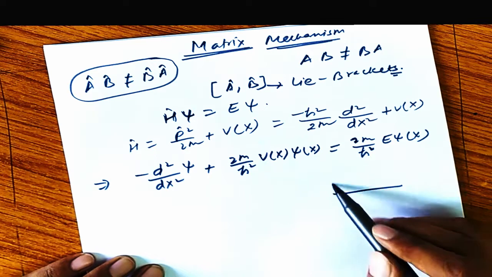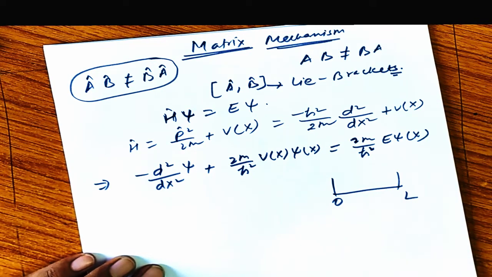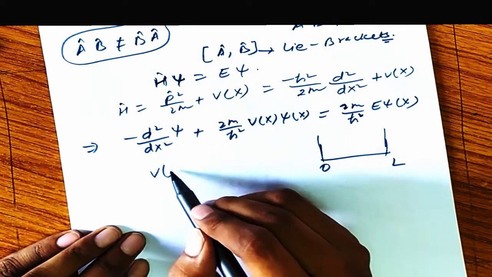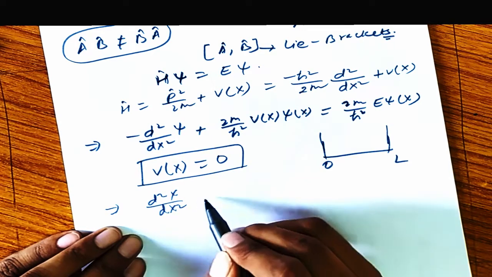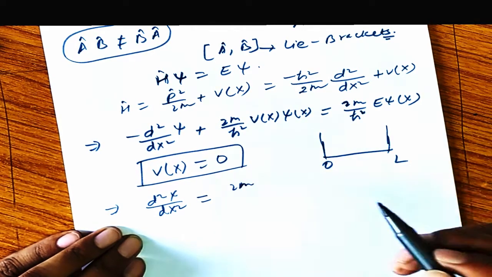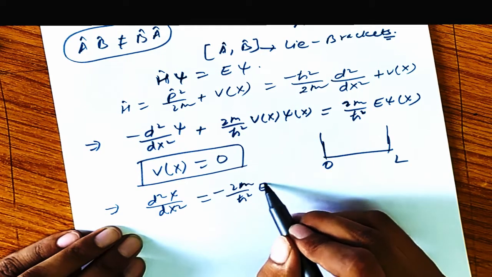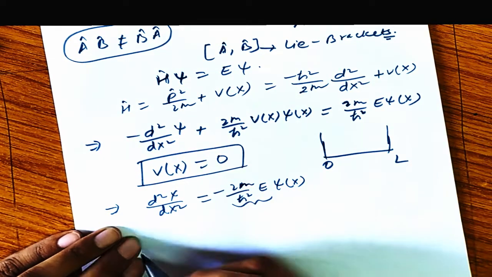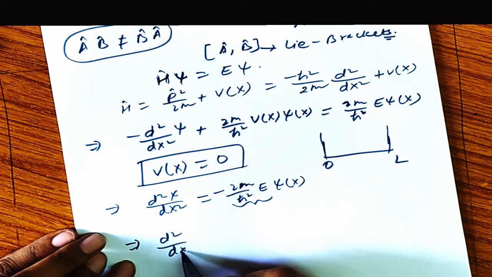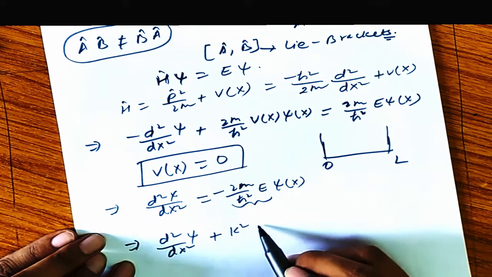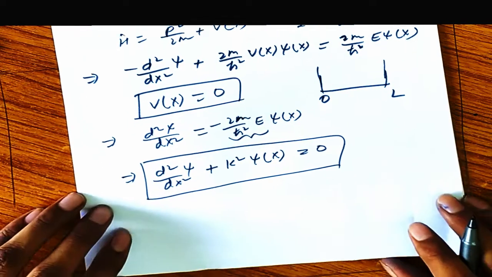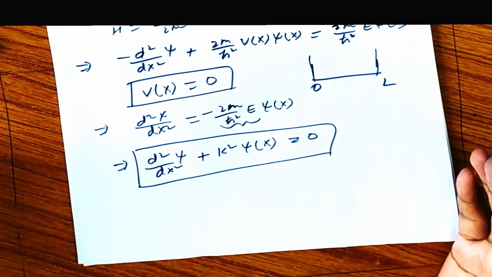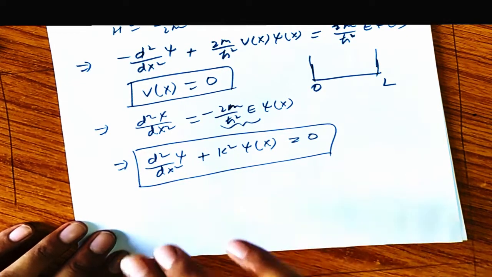Now for a particle in a box, we had 0 to L, and we have told you that inside the box the interaction is 0, so there is no potential which is interacting with the particle. So my job is very simple. d²ψ/dx² is equal to minus 2m/ħ² Eψ(x). Let's write the whole quantity in a k² term, and we have d²ψ/dx² plus k²ψ(x) is equal to 0. So this is my wave equation, or Schrodinger wave equation.